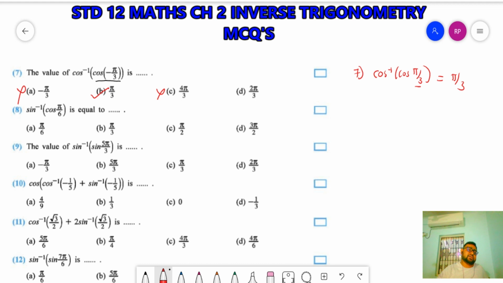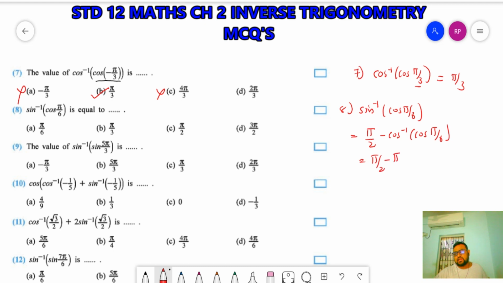Okay. Now next is sin inverse cos pi by 6. I can write down sin inverse x equal to pi by 2 minus cos inverse x. So pi by 2 minus cos inverse cos pi by 6. This lies in the range. So pi by 2 minus pi by 6. LCM 6, so 3 pi minus pi, 2 pi by 6, and that is equal to pi by 3.